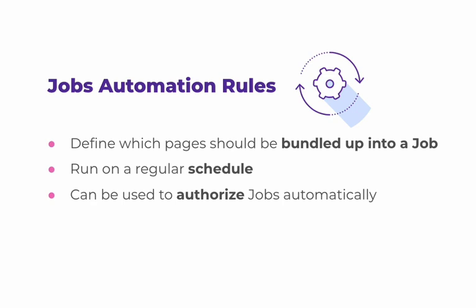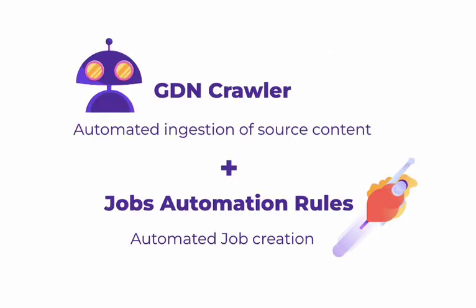Jobs automation rules help cut back significantly on the manual effort needed to manage a GDN project, so we would recommend using them as extensively as possible. To fully automate the entire process of ingesting the content from the pages that you would like to translate and then bundling them up into a job, we would recommend using Jobs automation rules in conjunction with the GDN Crawler. So before creating a Jobs automation rule, you might also want to automate the process of browsing the relevant pages by setting up the GDN Crawler.